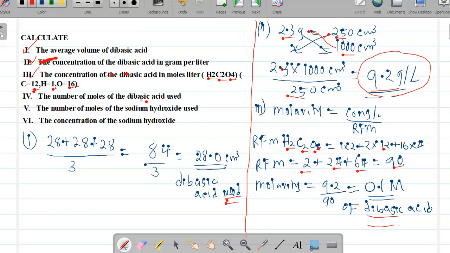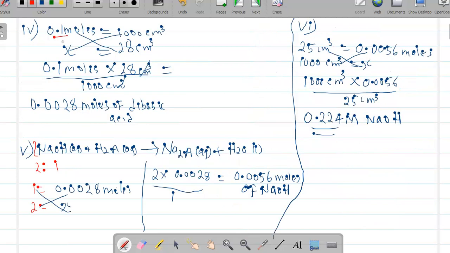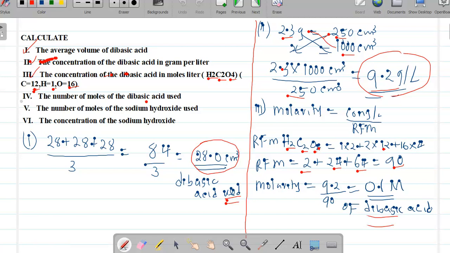To calculate the number of moles of the dibasic acid, you have the molarity and you also have the average volume of the dibasic acid. This is what you do: molarity 0.1 molar is equal to 1000, then what about 28 centimeter cubed, the average volume used? You cross multiply 28 times 0.1, then divide by 1000, and you get 0.0028 moles of the dibasic acid used. That's how you do Roman 4. I think you have understood it. We go to Roman 5.